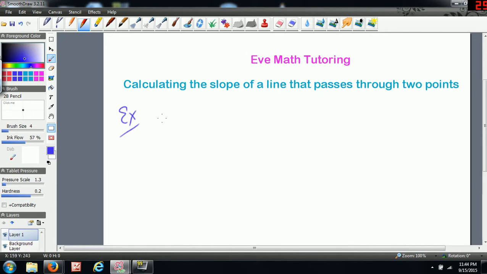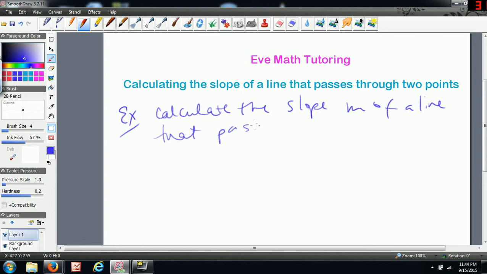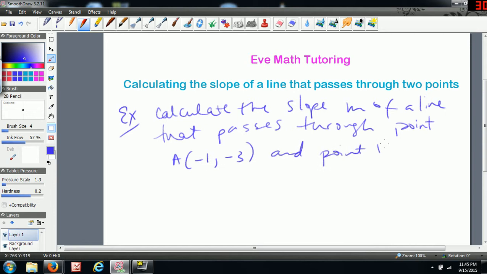So let's say the question is, calculate the slope m of a line that passes through point A, which is (-1, -3), and point B, which is (2, 6).